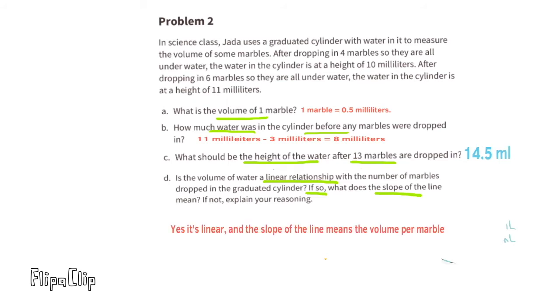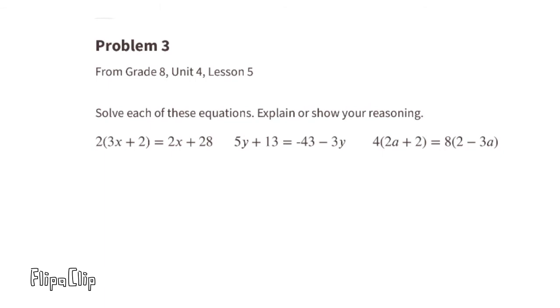Yes, it's linear, and the slope of the line means the volume per marble. Each time you drop 1 marble in the cylinder, the water level rises 0.5 milliliters, and the number of marbles increases by 1. Problem number 3, from 8th grade, Unit 4, Lesson 5.